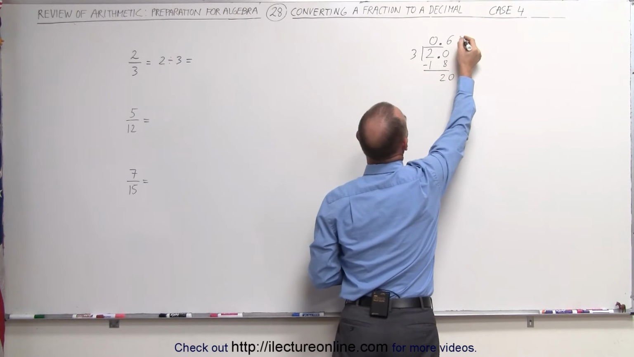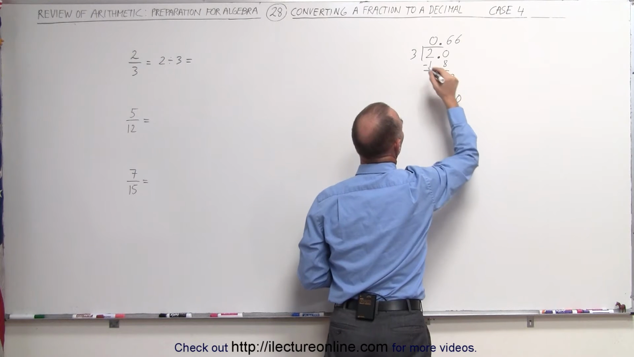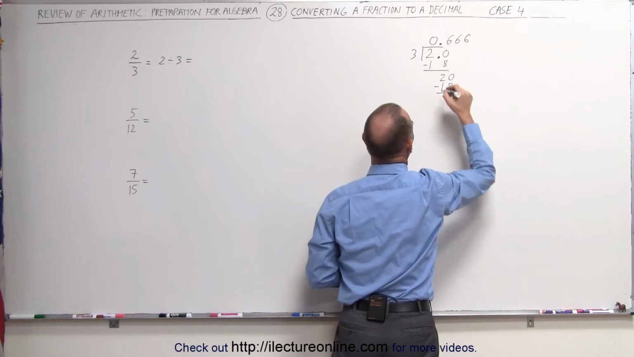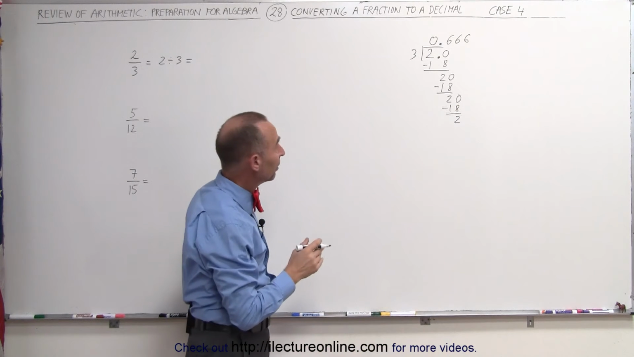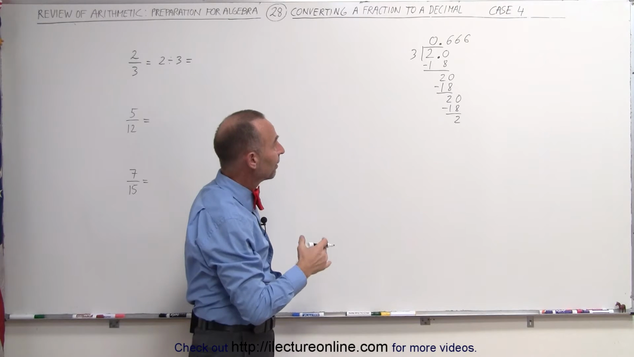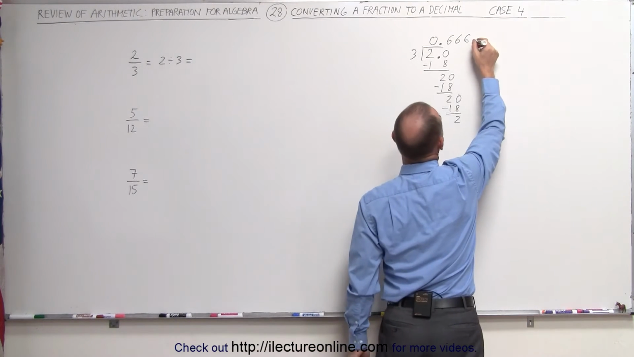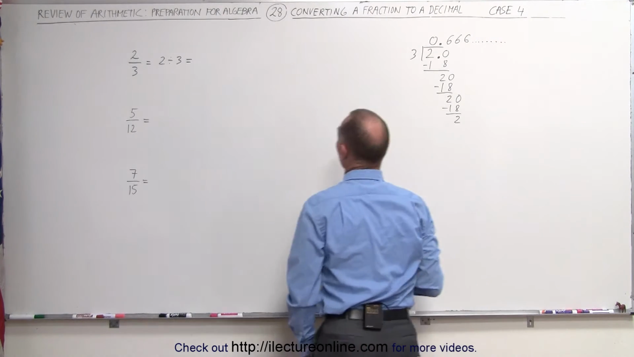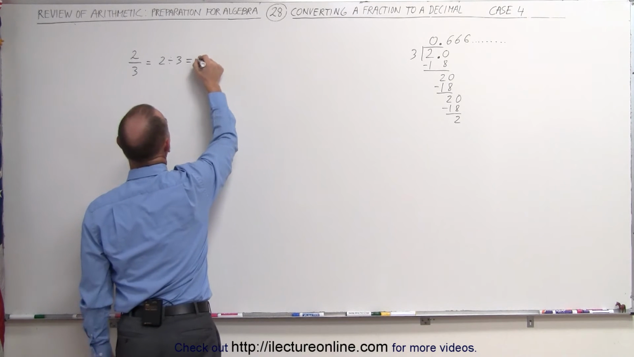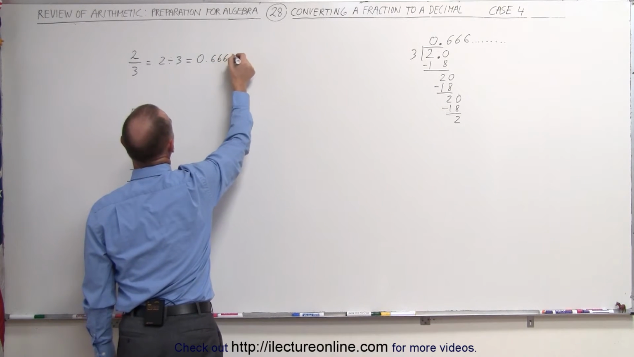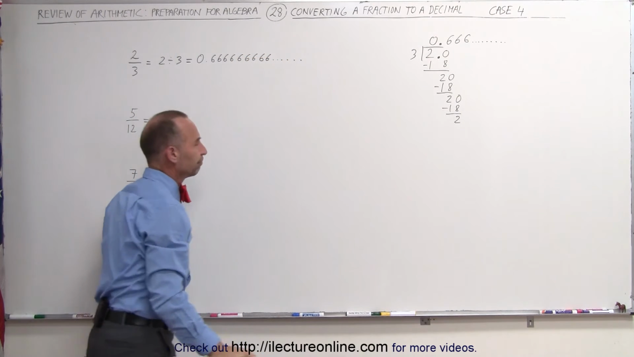3 goes into 20. 6 times 3 is 18. Remainder is 2. And I think you're beginning to see the pattern here. Every time it's going to be 6 times 3 is 18, and the remainder is 2. So realize that this is just going to continue forever. In other words, 2 divided by 3, or 2/3, can be written as 0.666666666, on and on and on forever.